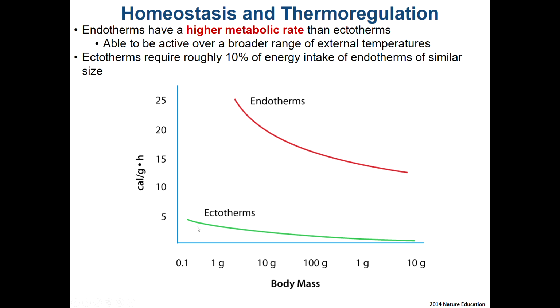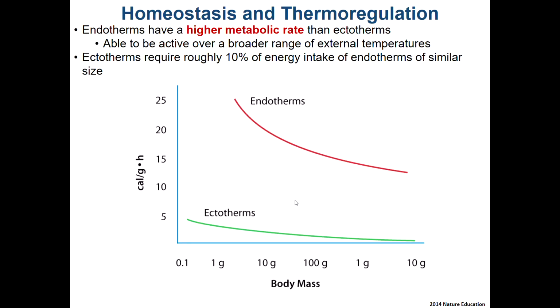So we can see here that ectotherms, which is this lower line, require roughly 10% of the energy intake of endotherms of similar size. This is because ectotherms are not using energy to regulate their body temperature, so they require less food to fuel their body, whereas endotherms, such as humans, are constantly regulating their body temperature, and so they need to eat more food to be able to fuel this metabolic process.